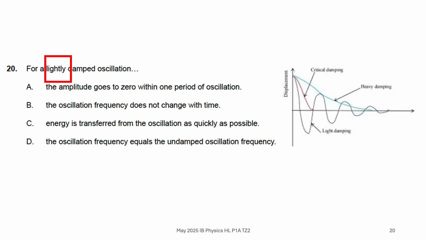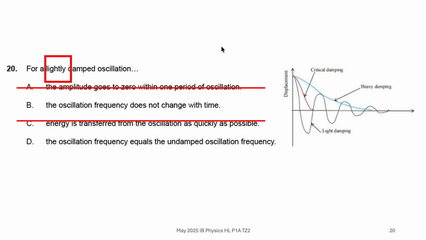Now, we've got that first statement there, A, which is the amplitude goes to 0 within one period of oscillation. This is one which would refer to critical or heavy damping. What you're finding is that when we have critical damping, you'll notice here we very quickly come to a stop, and heavy damping as well. It very quickly comes to a stop within one period of oscillation. And so with this light damping you can see here, we still get some oscillations, we just get a reducing in amplitude in this case.